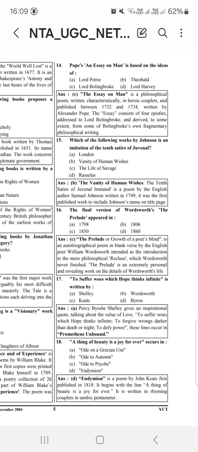Question 14. Pope's An Essay on Man is based on the ideas of whom? The answer is Lord Bolingbroke. The essay consists of 4 epistles addressed to Lord Bolingbroke and derived to some extent from some of Bolingbroke's own fragmentary philosophical writing. Which of the following works by Johnson is an imitation of the 10th satire of Juvenal? The answer is The Vanity of Human Wishes.